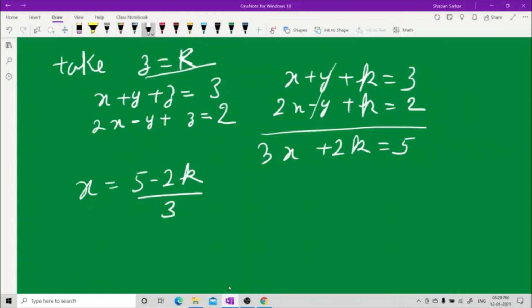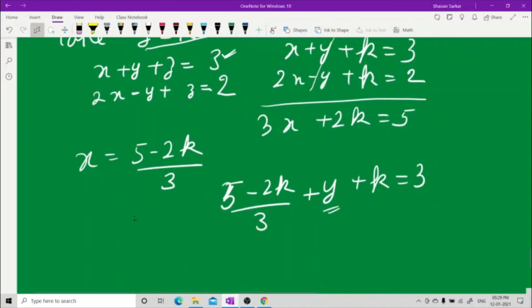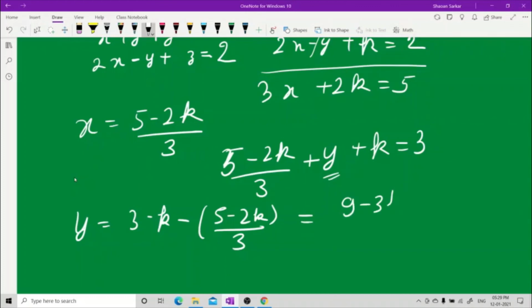Now you can put this value of x in the first equation. So x is now (5 minus 2k) by 3 plus y plus k is equal to 3. Now you will have to find y. So let's drag it a little down. Let's take some more page. So now you have y is equal to 3 minus k minus (5 minus 2k) by 3. Take the LCM. This becomes (9 minus 3k minus 5 plus 2k) by 3. So y comes out to be (4 minus k) by 3.